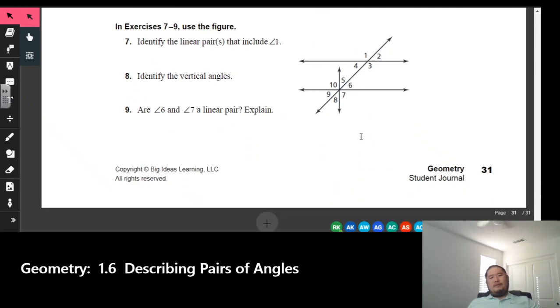All right. Finally, right here at the end, we want to identify linear pairs that include angle 1. So you have to make sure right here that angle 1 is in your answer. There's two solutions that we could use. Remember, two angles that create and form a straight line. So I can go ahead and say angle 1 and angle 4 is one of them. We also have angle 1 and angle 2. Those two angles form linear pairs.